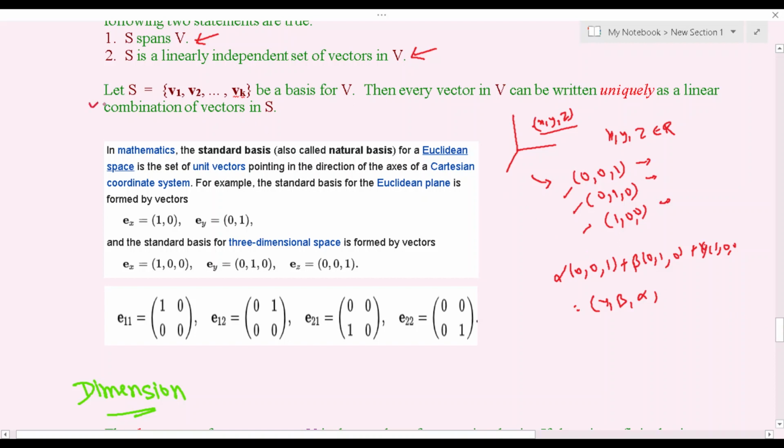So here is the statement, the same which I said. Let S be the basis for V, then every vector in V can be uniquely written as a linear combination of vectors in S. Same in this way here.